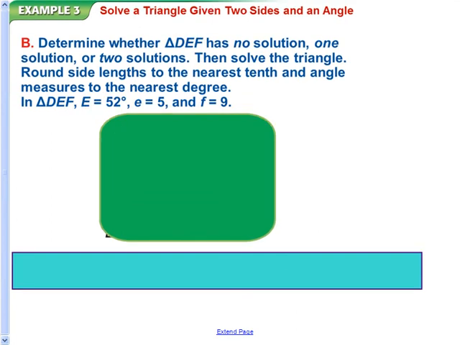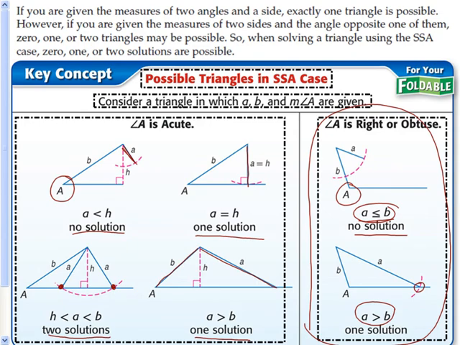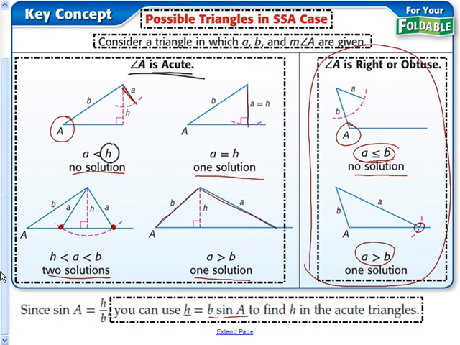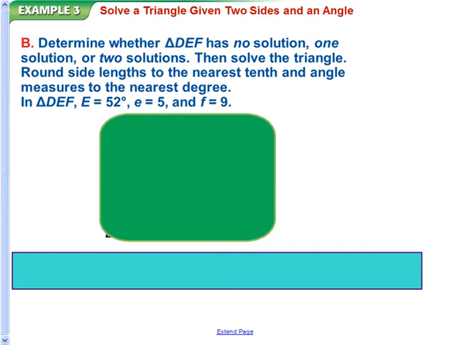Okay, let's try another one. So this time we have an acute angle, meaning that we're going to have to go to the left side of this. So where A is acute, we need to decide how it compares to H. And again, we find H by doing B sine of A. B is over here, A is over there. So we start by drawing this out.